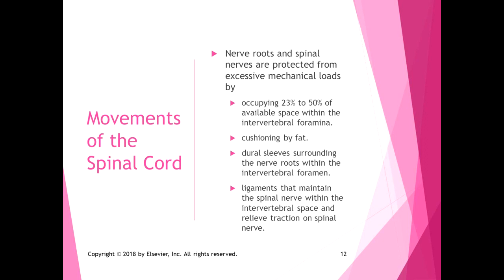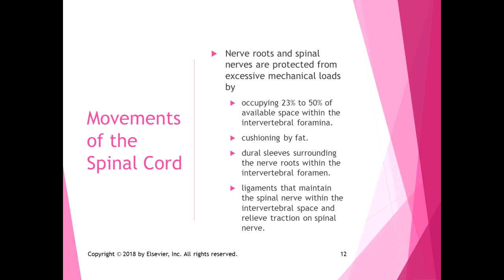Just kidding. Dural sleeves surround the nerve roots within the intervertebral foramen. Lots of protection mechanisms in place. There are ligaments that maintain the spinal nerve within the intervertebral space and relieve traction on spinal nerves. So lots of protective mechanisms in place in the spinal cord.